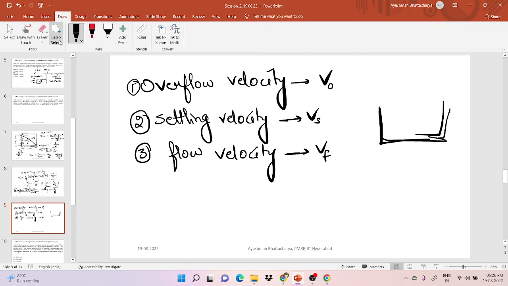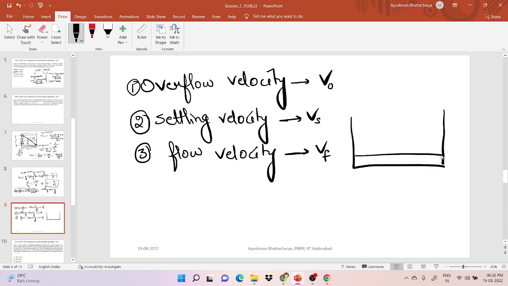There will be a sedimentation tank. In that there will be a sludge zone. It is the height from the sludge zone till top, it is h. The water which will flow from here to there has a flow velocity of vf. However, the particles which are present in the wastewater have a tendency of settling down. So their velocity will be vs. Now, I think both these concepts are clear: flow velocity and settling velocity.